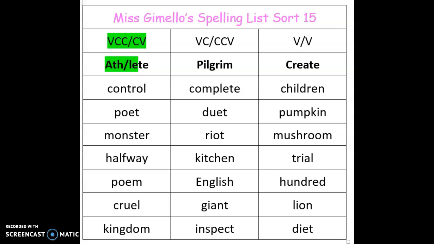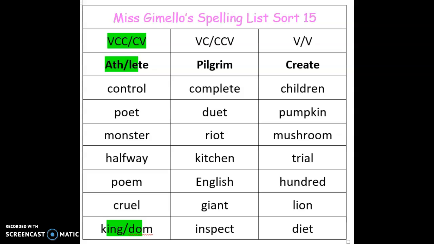The other words that fall in this category are kingdom, pumpkin, halfway, English, mushroom. So I'm going to go through and separate those words. So I have kingdom. I'm going to split that right there. Kingdom. If I can look at the pattern here, okay, I can see my first vowel is here and I have the vowel, consonant, consonant, a break, and the consonant vowel. So that's going to follow the same pattern.